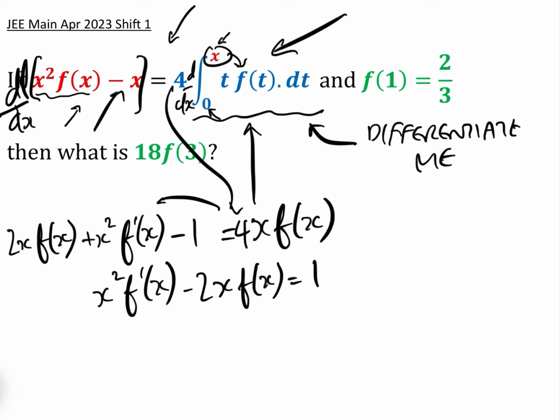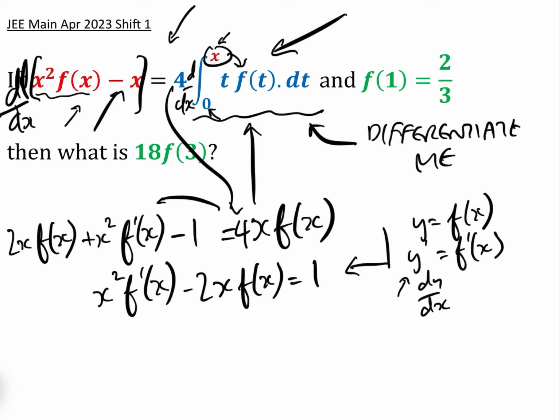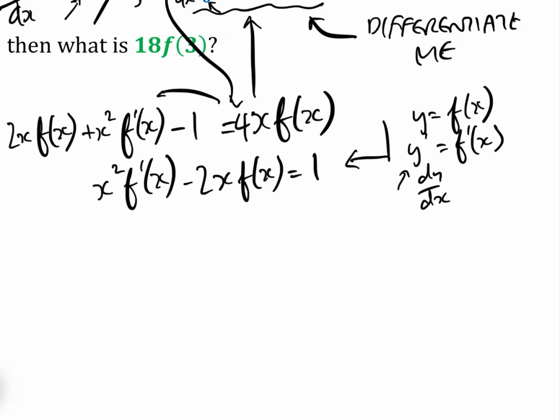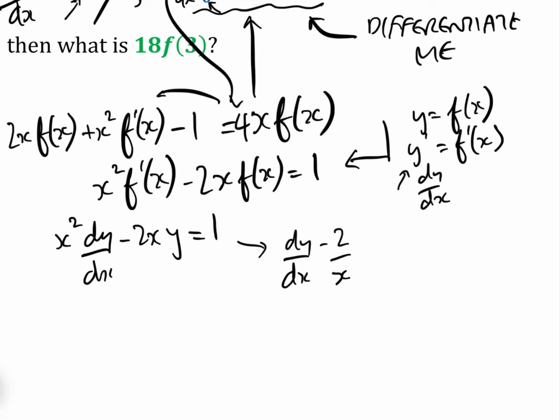Now, at this point you don't have to do this, but if you want to, you can let y equal f of x and y dash equal f dash of x, i.e. dy/dx. Some people find it easier to do that. It's up to you, but let's do it anyway. So that would give us x squared dy/dx minus 2x y equals 1. And once we divide by x squared, we get dy/dx minus 2 over x, y equals 1 over x squared.